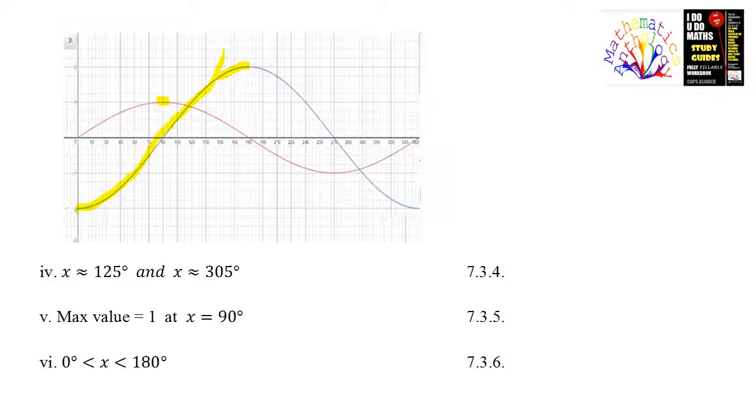So we are only interested in where the graph is increasing. So it's increasing from an x value of 0 to an x value of 180 degrees. So there's our answer here in interval notation. Set notation: x is between 0 degrees and 180 degrees.